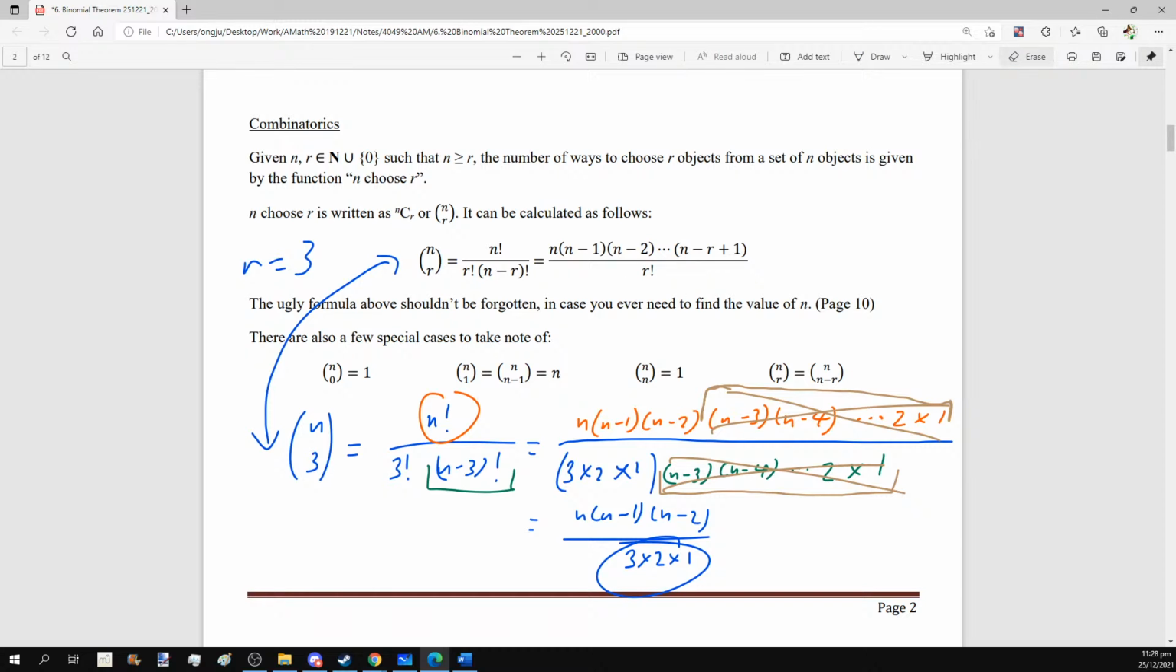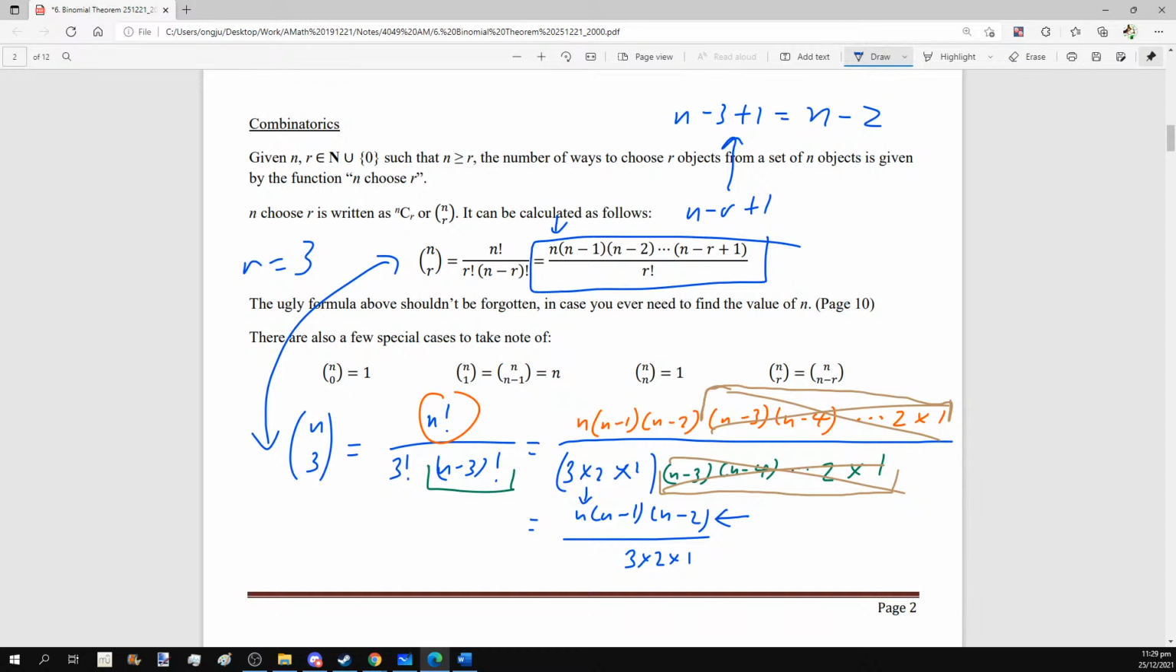The numerator starts from n at the bottom, and it counts down all the way until n minus r plus 1. But in this case, we have r equals 3, so it counts down until n minus 2, which we see over here. And therefore, this simplification over here is what we have over there.